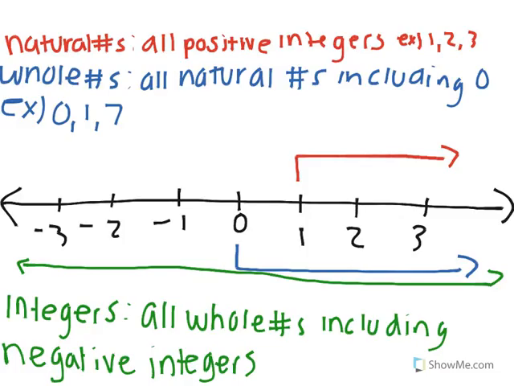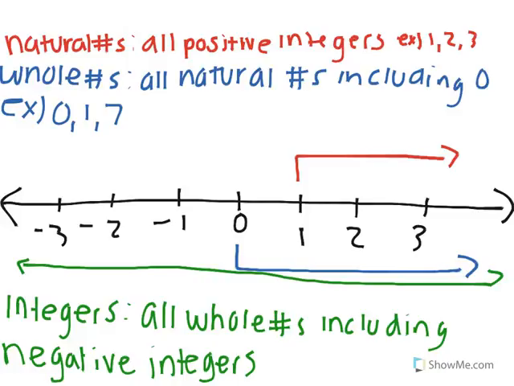Okay, first off, natural numbers, whole numbers, and integers. Natural numbers are all positive integers, which are just like 1, 2, 3, 4, 5, 6, and so on. And as you look down to the number line, I have it highlighted here in red, matching what it's written in. Whole numbers are all natural numbers, including 0.